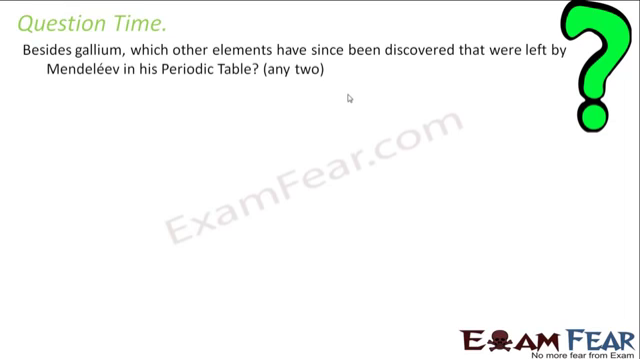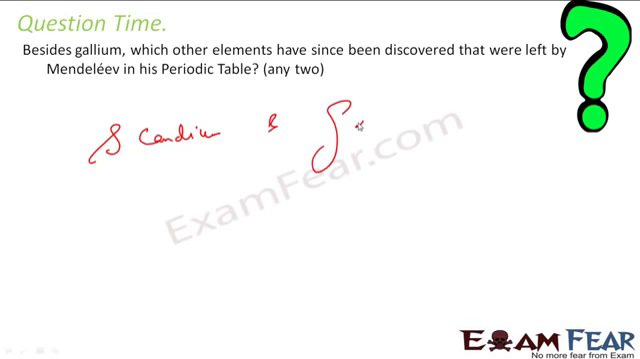Besides gallium, which other elements have been discovered that were left by Mendeleev in the periodic table? These were scandium and germanium. These were the two elements for which space was left in the Mendeleev periodic table, and they were found after the periodic table was created.